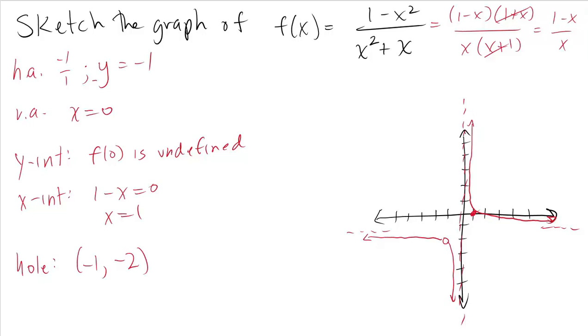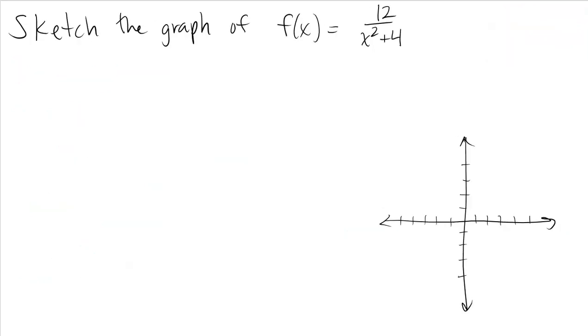Let's do one more graphing example with an issue that we haven't addressed yet. This says sketch the graph of f of x equals 12 over x squared plus 4. Horizontal asymptote's easy to find. The degree of the numerator is smaller than the degree of the denominator, and so the horizontal asymptote is the line y equals 0, that's the x-axis.